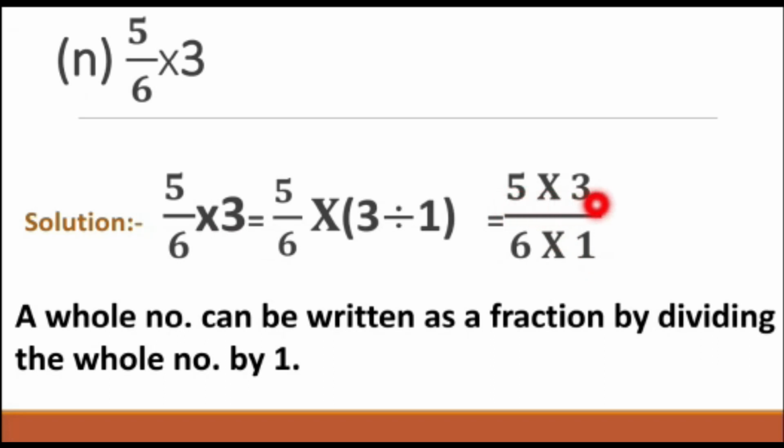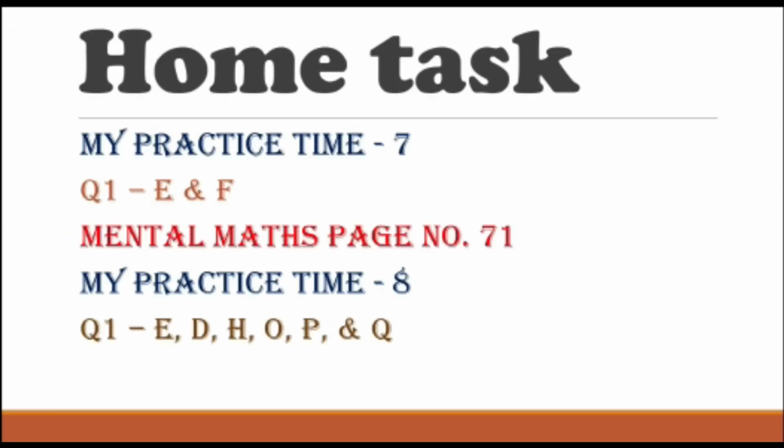So 5 multiplied by 3 upon 6 multiplied by 1. So here we can see that in the numerator and denominator there is 3 and there is 6. So we can divide this 6 by 3, okay. So here 3 ones are 3 and 3 twos are 6, right? So now we can see that here 5 multiplied by 1 and 2 multiplied by 1. So now we can multiply directly. So here 5 ones are 5 and 2 ones are 2. So the answer is 5 by 2.